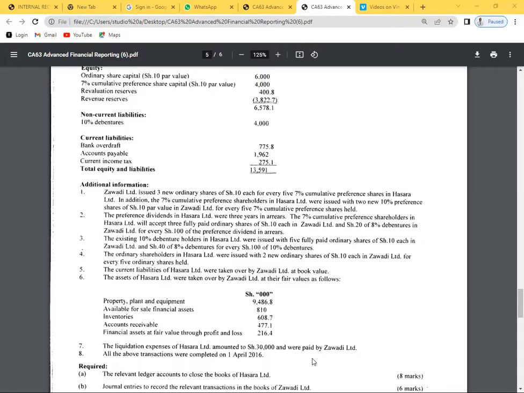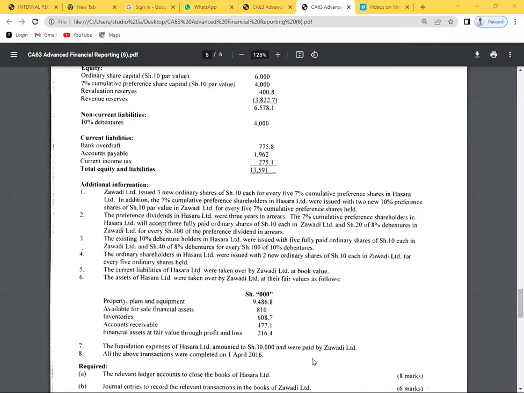So, ladies and gentlemen, please listen here. For these ordinary guys, what have we been told? We are going to give them ordinary shares.